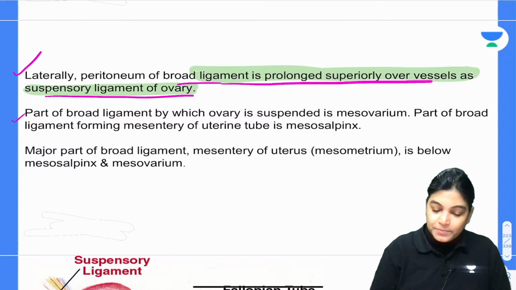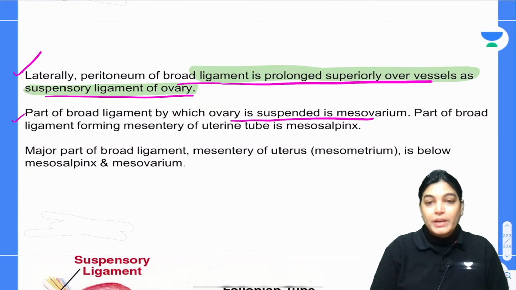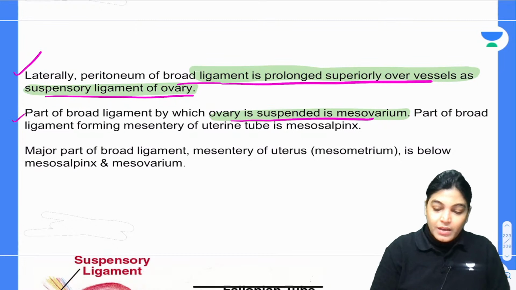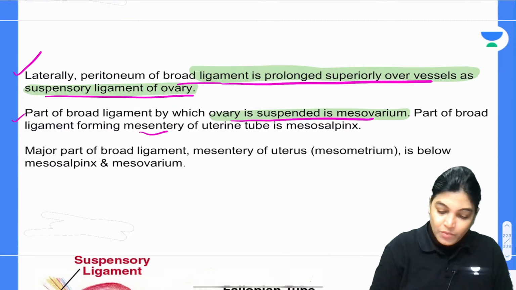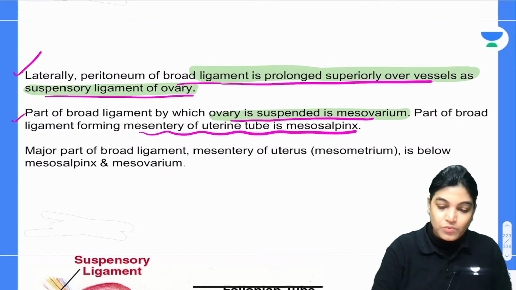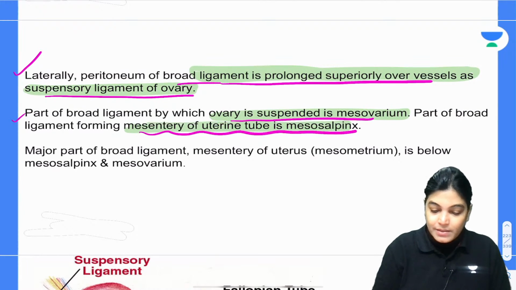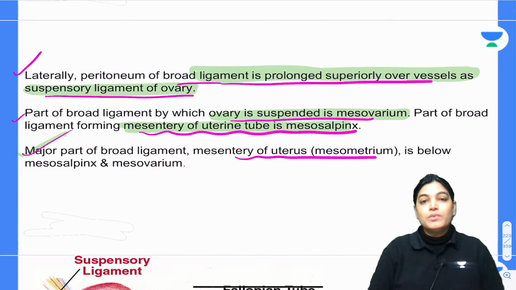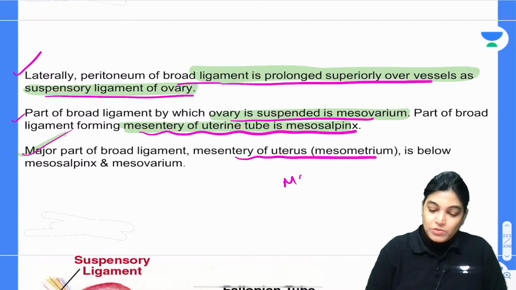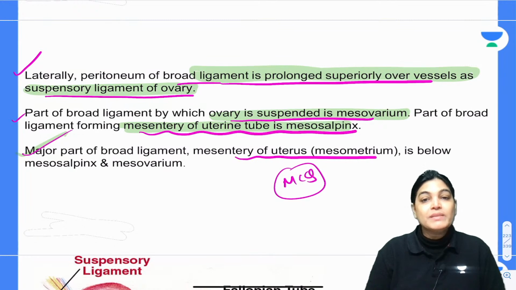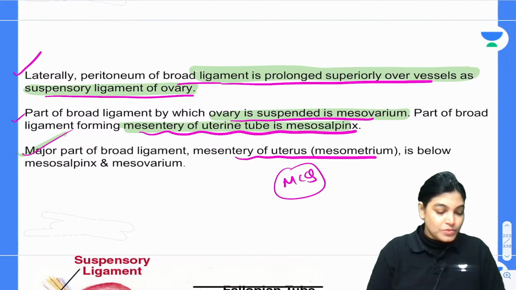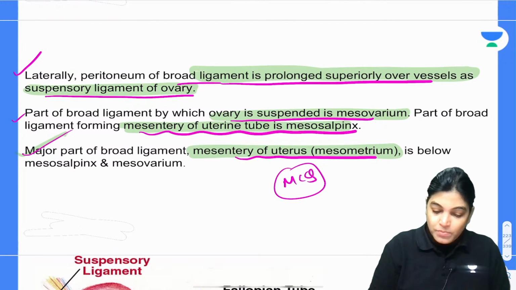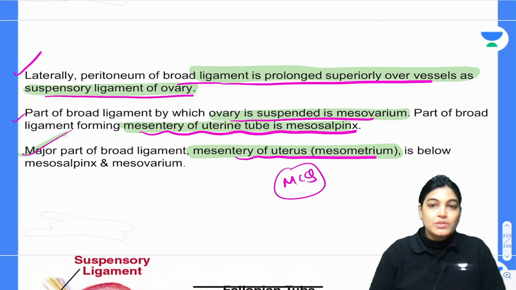The part of the broad ligament which is suspending the ovary is called the mesoovarium. The part of the broad ligament forming the mesentery of the uterine tube is the mesosalpinx. Got it? Which part of the broad ligament is considered to be the mesentery of the uterus has been asked in MCQs so many times. The answer is mesometrium. Mesometrium is considered to be the mesentery of the uterus.